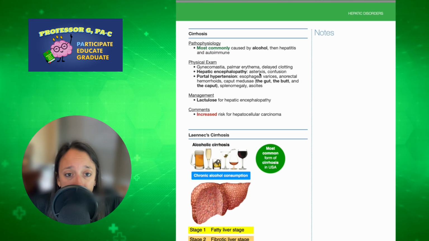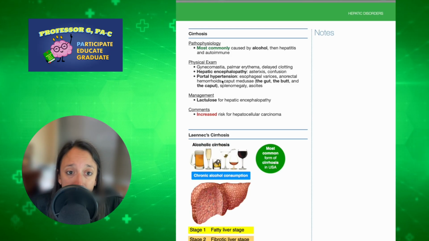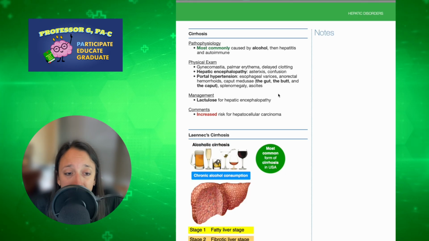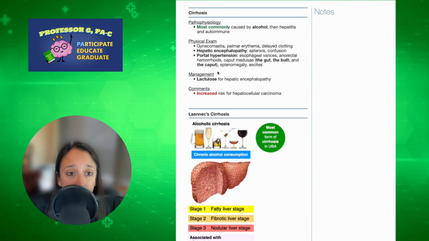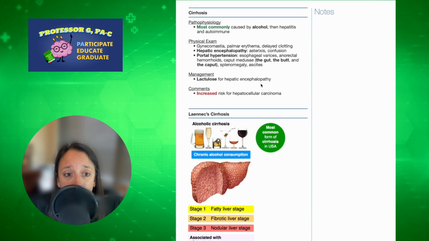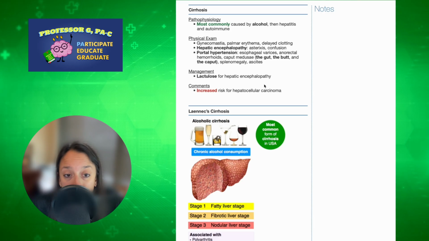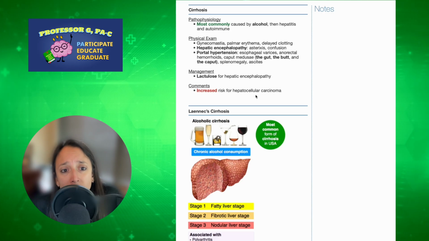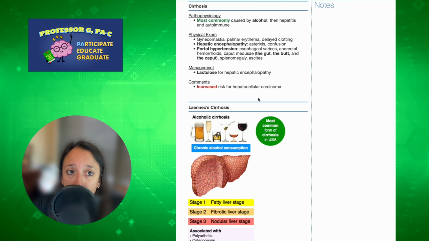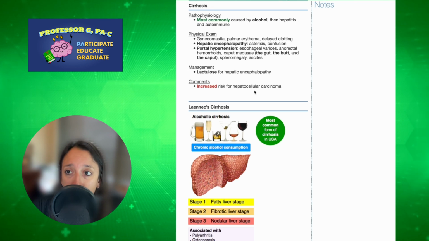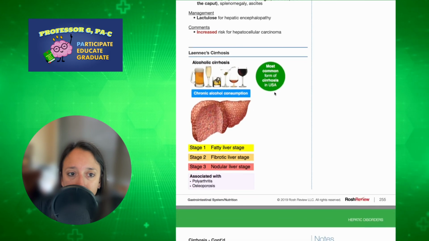Hepatic encephalopathy, we'll get that classic asterixis and confusion, and portal hypertension, which causes lots of things, including esophageal varices, hemorrhoids, caput medusae, and splenomegaly, ascites. Management for the hepatic encephalopathy is going to be lactulose and a low protein diet, and a low sodium diet for the ascites. We're adding increased risk for hepatocellular carcinoma when we have cirrhosis, so we have to screen for it using AFP and ultrasounds every 6 months.